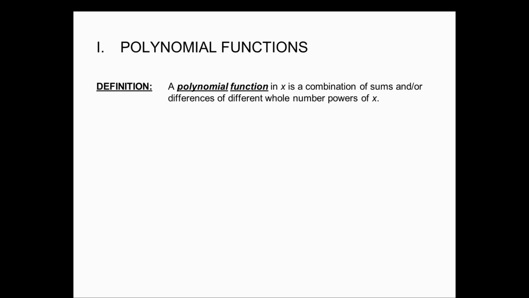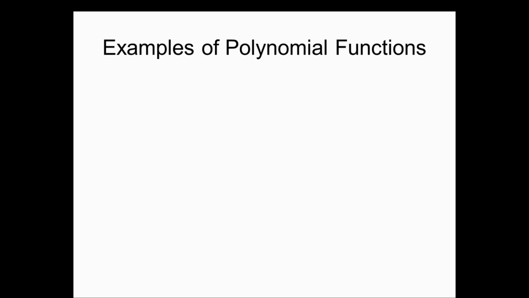So definition. A polynomial function in x is a combination of sums and or differences of different whole number powers of x. Remember, the "in x" part just tells you that x is the variable. Again, linear functions are polynomials, quadratic functions are also polynomial functions. So we have seen special cases of these before.